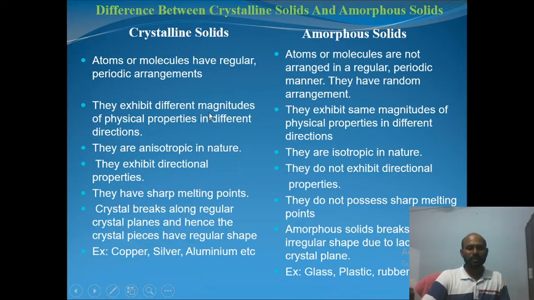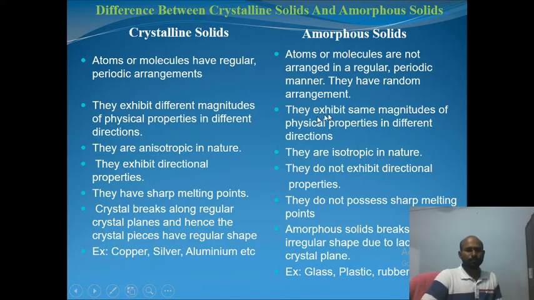This means different magnitudes of temperature. We look here, this is a crystalline solid, but the physical properties, temperature, pressure, vary along this direction. At this point the temperature is different, at this point the temperature is different. But in an amorphous solid, the temperature at all points is the same. So a crystalline material is called anisotropic, and an amorphous material is called isotropic in nature. The definition of anisotropic is that the magnitude of physical properties is different in different directions.